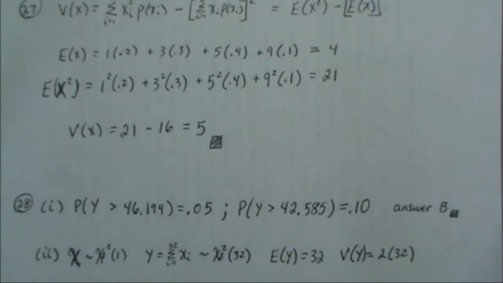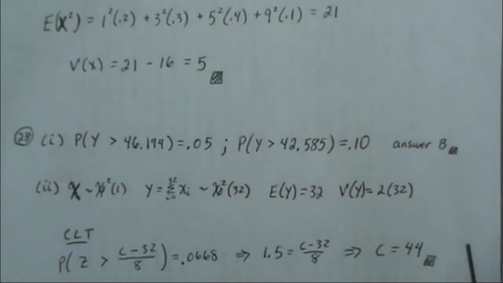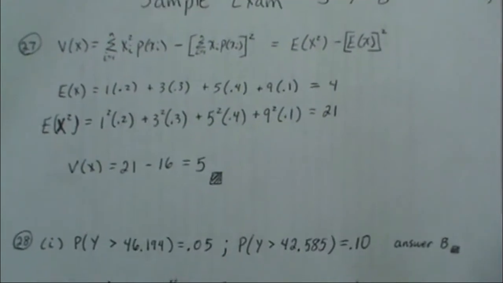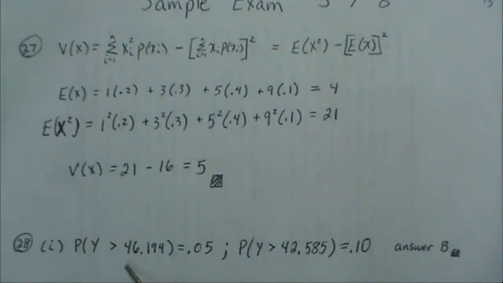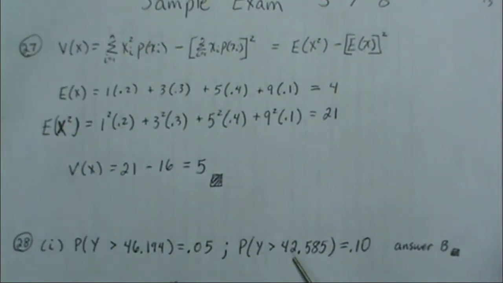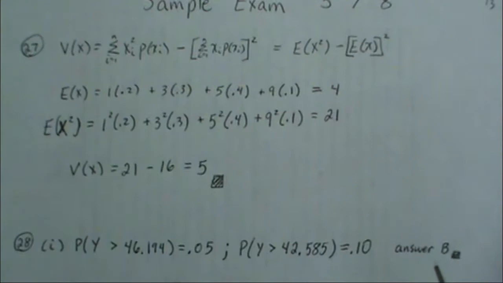One is I'm going to look in the back of the book. So in the back of the book, the closest thing we have to 0.0668 is 0.05 and 0.1. So the C values to get those is here. Well, we know it has to be something between those two values, and the only answer that's between those two values is 44, so it must be 44. Okay, so that's one solution.